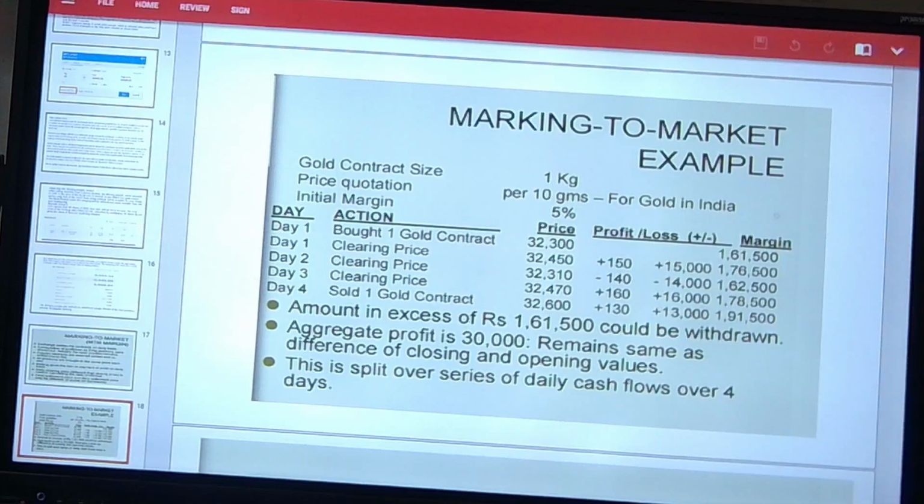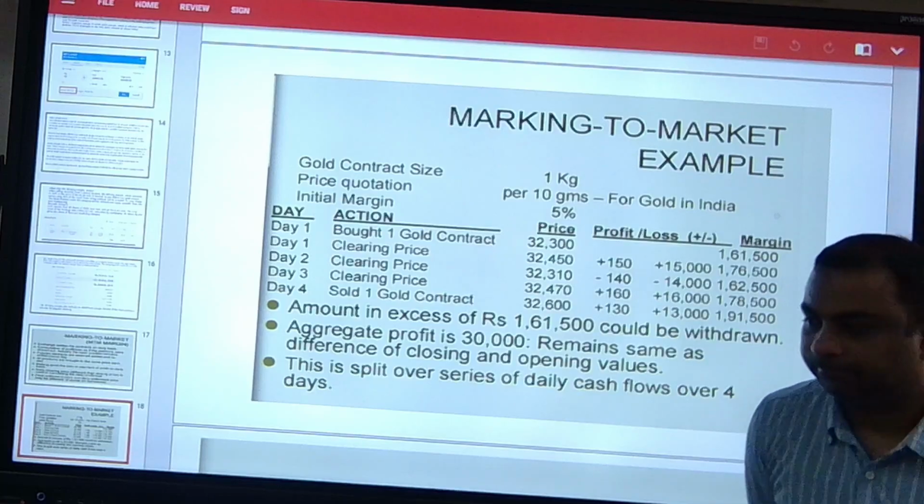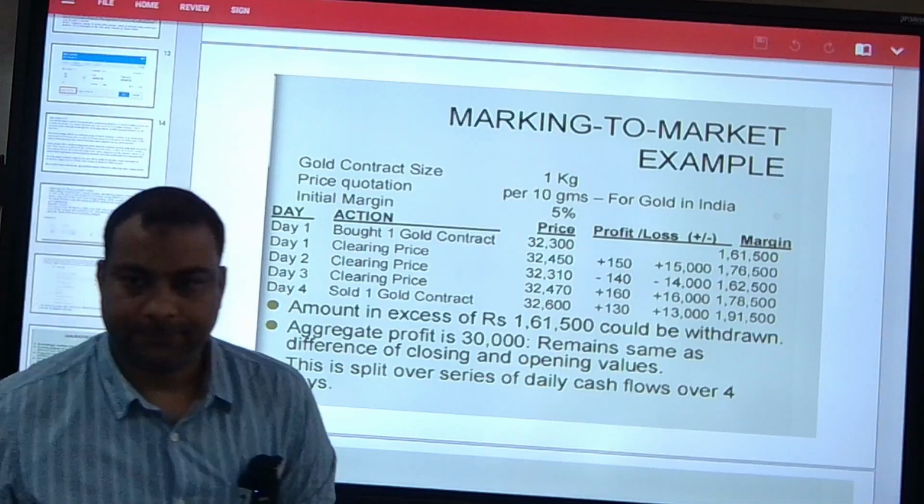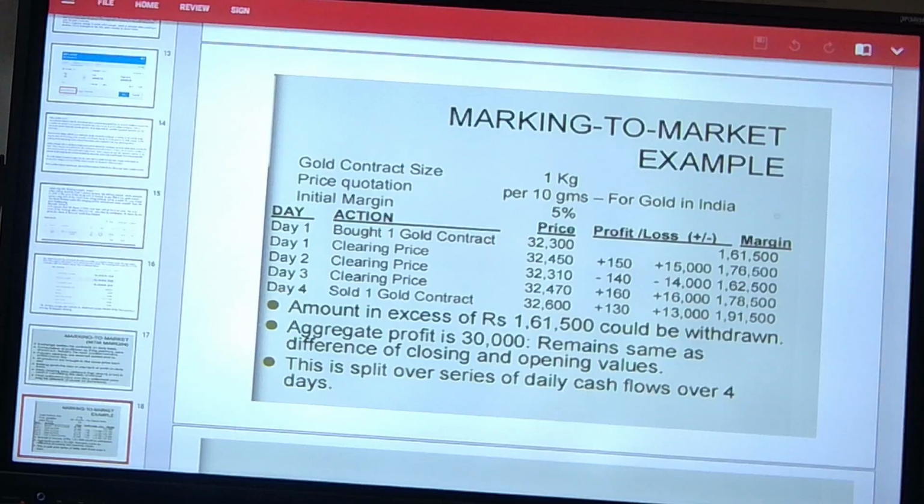Margin is 5%. Can you calculate it? It is so simple. Can you calculate the margin? The percentage margin is already given, 5%. You have to calculate 5%, and this margin is 5%. But you have to know from where this is calculated.